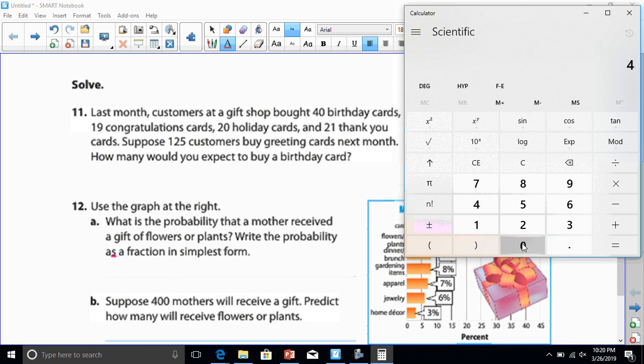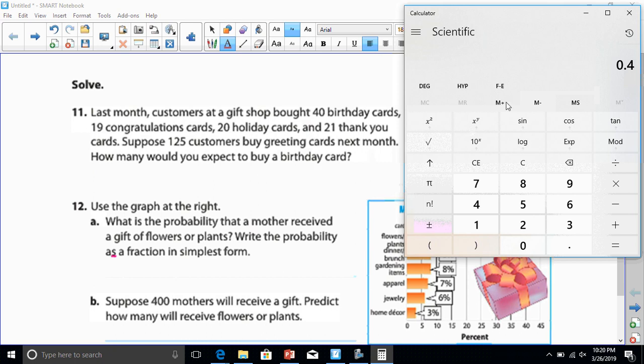So I need to find out how many customers there were total. We got 40 birthday cards. I'm going to add that to 19 congratulation cards, add that to 20 holiday cards, and add that to 21 thank you cards. That equals 100 cards altogether. So now if I want to find out the ratio, I have to take these birthday cards and put it over all the possible cards. So this is going to be 40 divided by 100. That equals 0.4. Now we know the ratio.